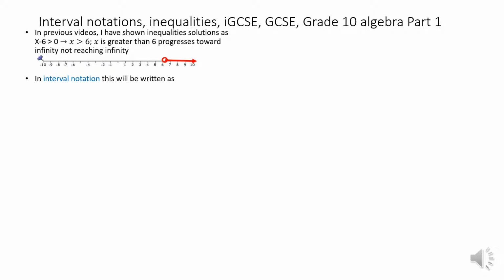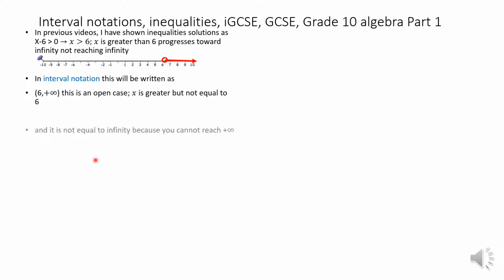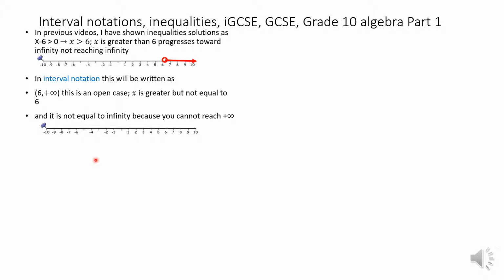Now, in interval notation, you have a similar number line, except that you write the notation in this manner: a curved bracket 6, comma, plus infinity. In other words, it's not equal to 6, it's greater than 6, and less than infinity because it cannot reach infinity. On the number line, you denote this with a curved bracket at 6 with the arrow pointing towards infinity. That's the main difference.